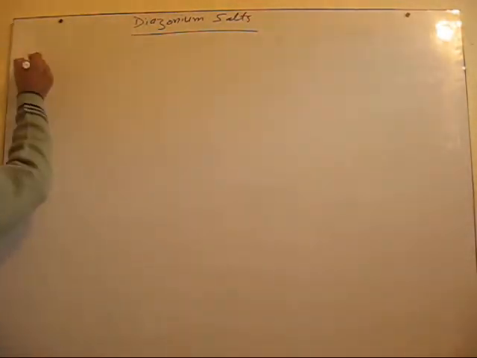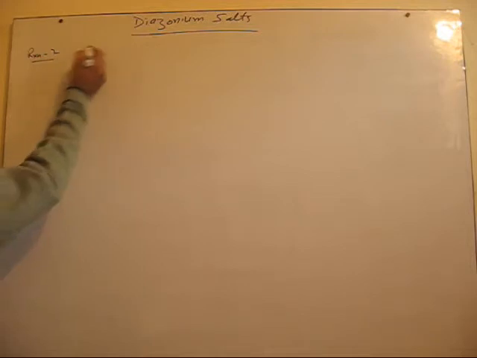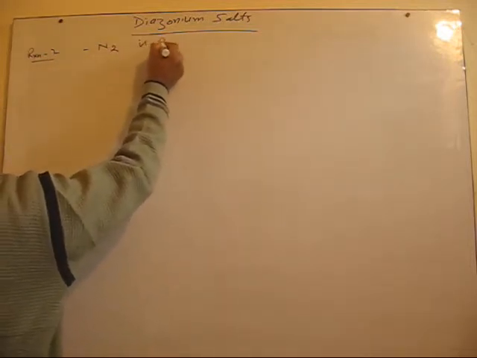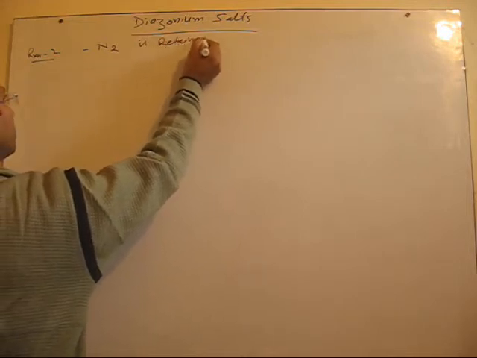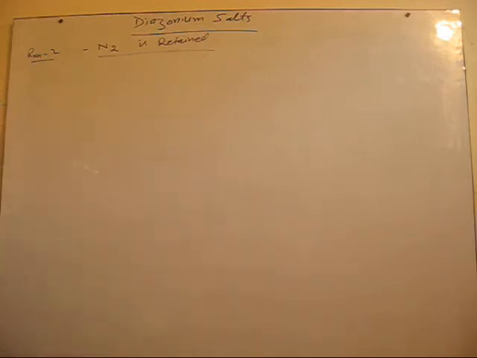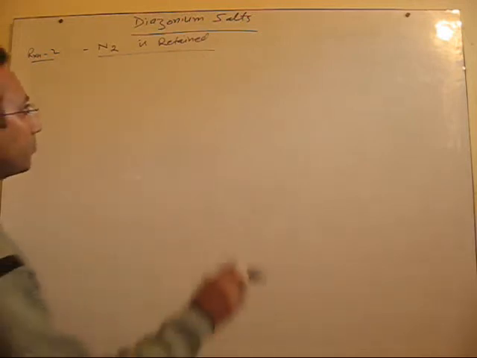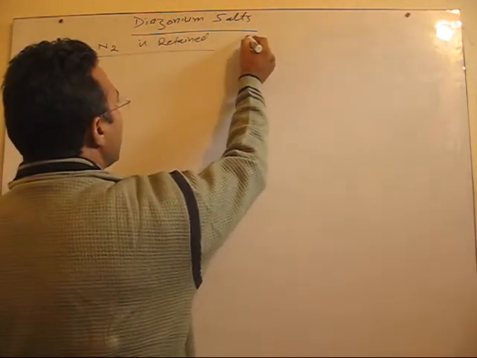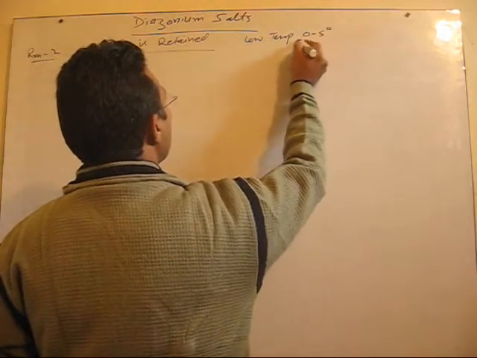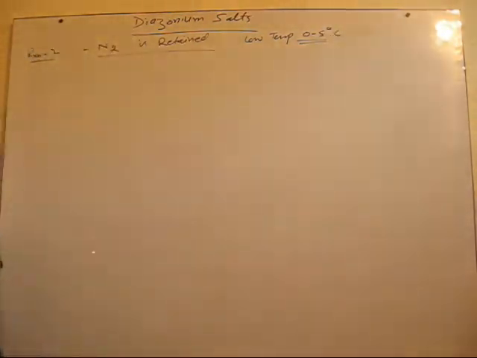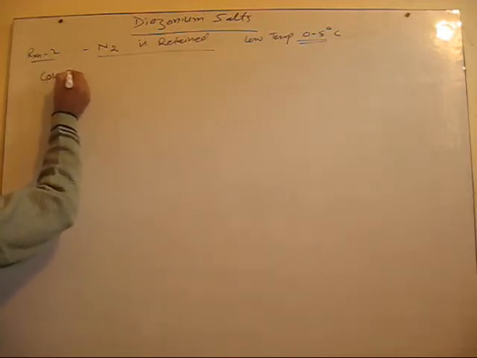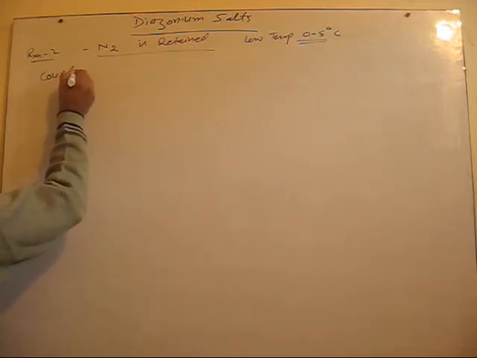Now we will discuss a second type of reaction in which nitrogen, that is the azo group, is retained in the diazonium salt. Obviously if nitrogen has to be retained, then the reaction will definitely take place at a very low temperature, in the range 0 to 5 degrees Celsius, where diazonium salts are stable. So an important reaction in this category is the coupling reaction.